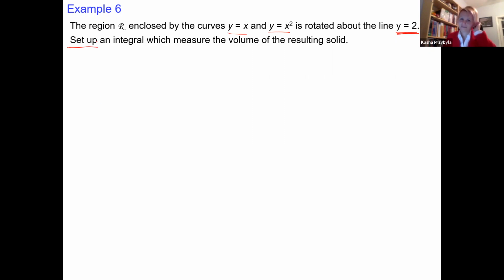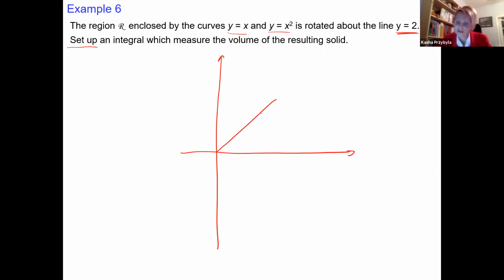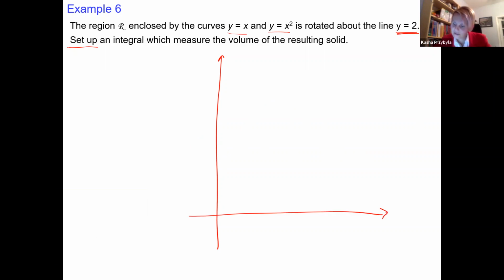I have the graph. I will try to draw it with you first, and then I will erase and show you the graph that I have from your textbook. We have a function x, and the line y equals 2 is above. Let's plan it. That's the function x, that's the parabola x squared. We know it is from 0 to 1, and this is also 1.